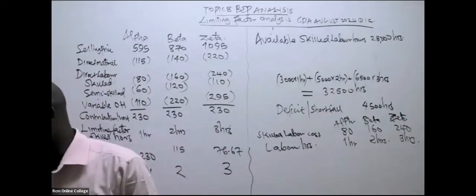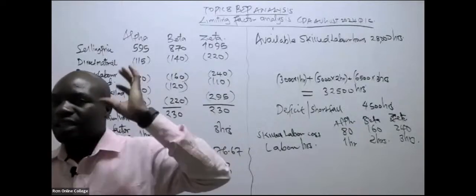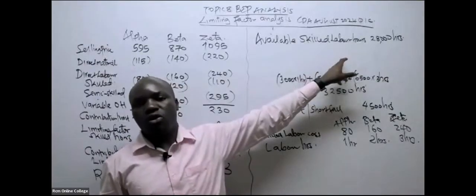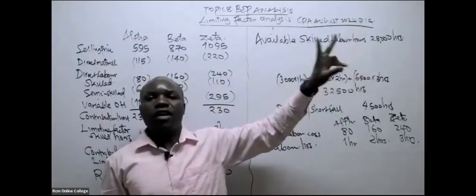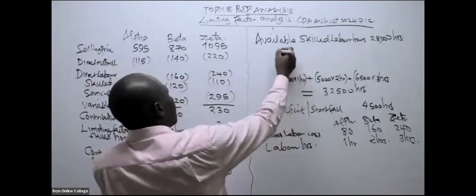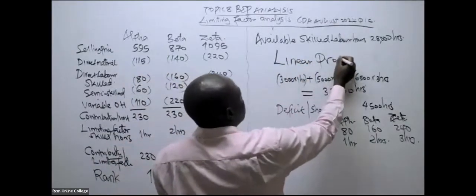Should we rank only? Yes, that is the only limited resource. What if we are told that semi-skilled labor hours were also limited? If we have 2 limited resources, then we use what we call linear programming.